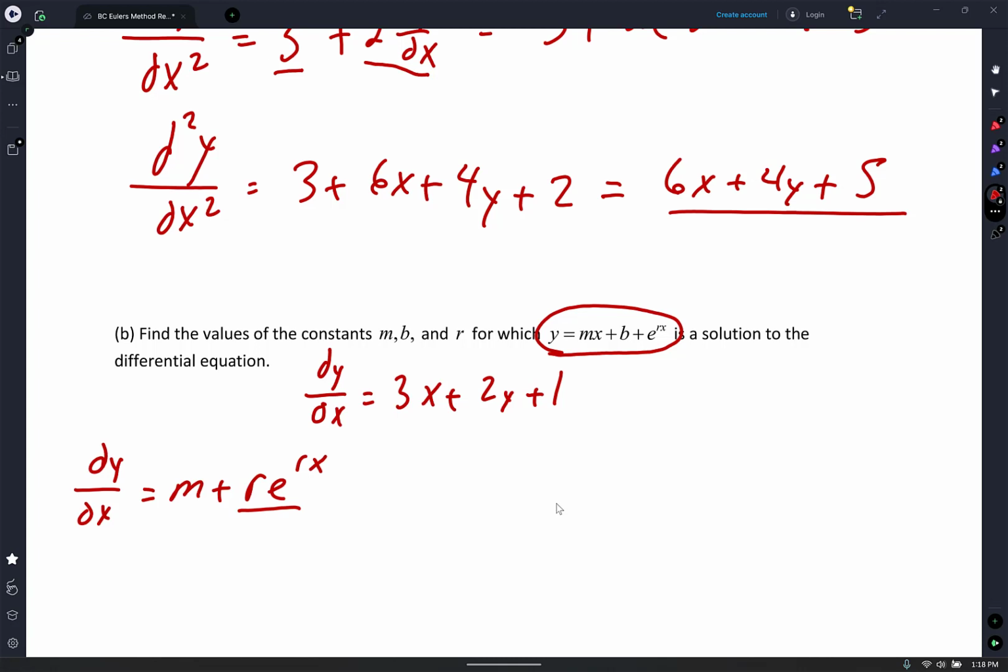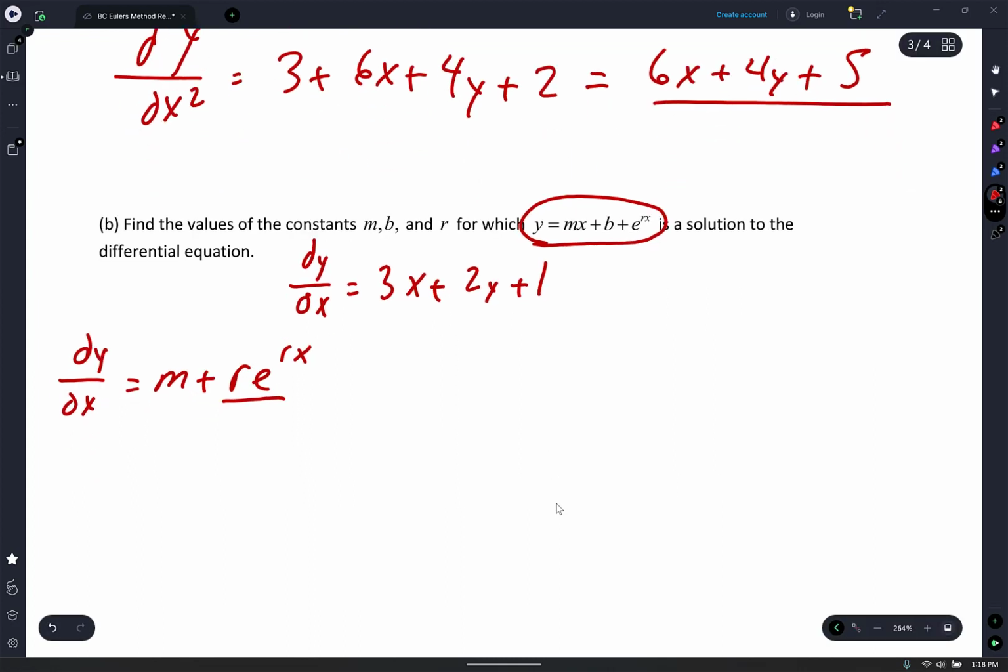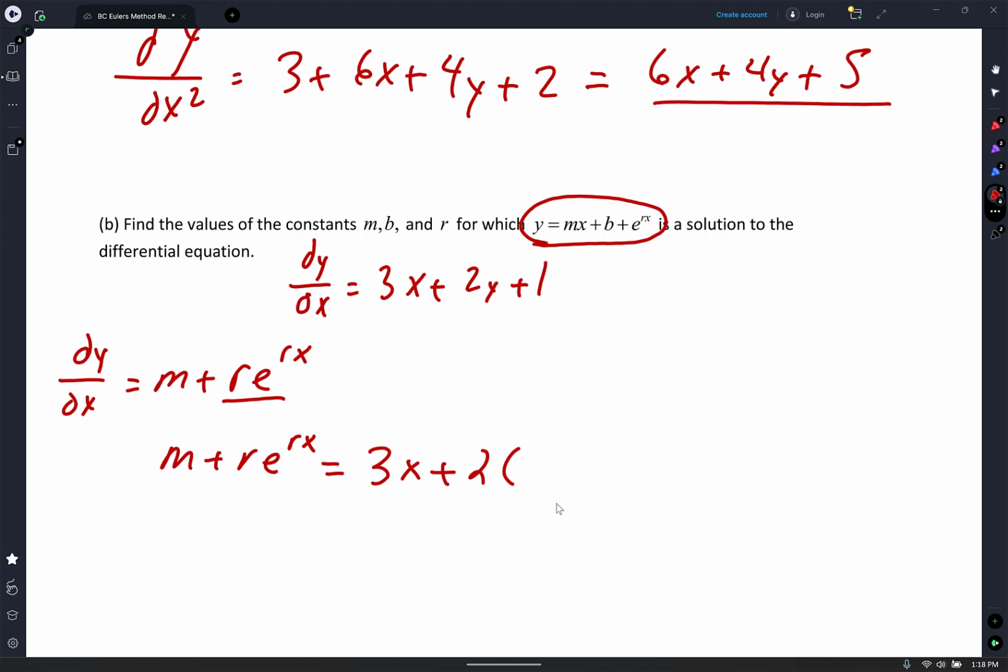Here's the connection that I see. I see that they gave me a dy dx, and I see that they gave me a y. So in my head, I'm thinking the only way these are connected is if I take the derivative of this and equal them to each other. Does that make sense? So I'm going to write m plus r e to the rx better equal 3x plus 2, parenthesis. It says y, so I'm going to write mx plus b plus e to the rx, close it, plus 1. That's what I see. Because it says y, and this is y.